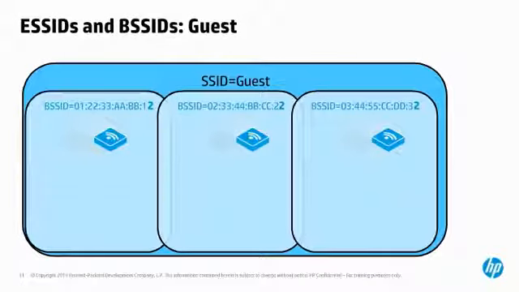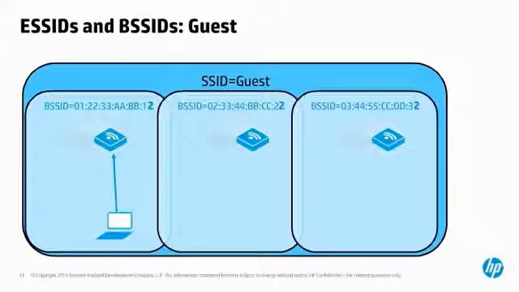The same thing is happening for any other SSIDs that may be configured on the APs, including the guest SSID. Clients will initially associate to the AP with the best signal quality, typically the closest one to them. And they'll be able to move freely about the ESSID as they wish.